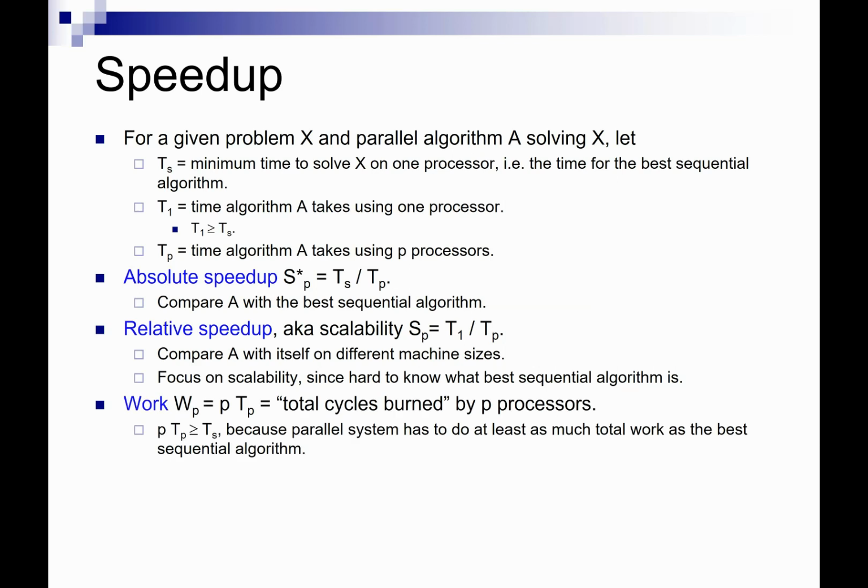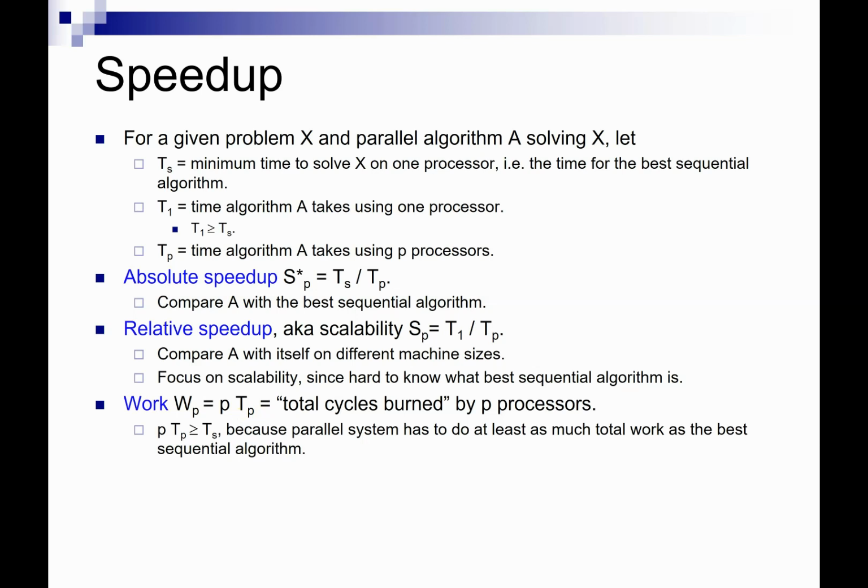Next we have something called work. Work is going to be equal to the number of processors you're using times the amount of time that those processors run for. This is basically the total amount of computation that was consumed by these P processors. Because we have P processors, they each run for T sub P amount of time, so the total amount of computation that they did in this TP amount of time is equal to the work.